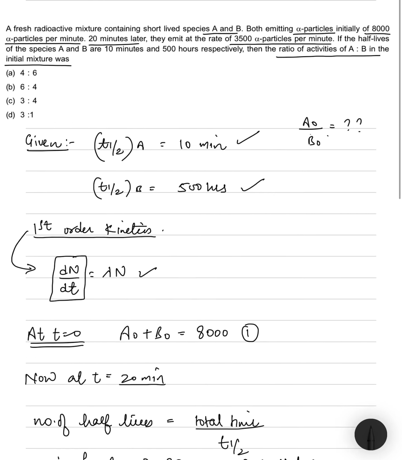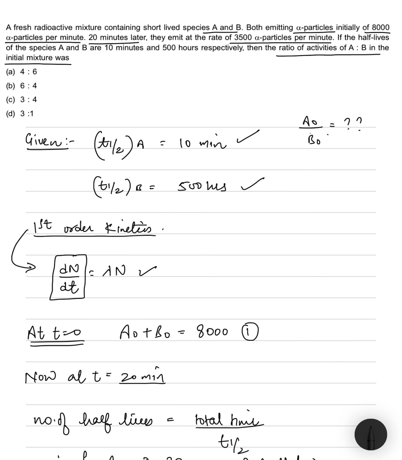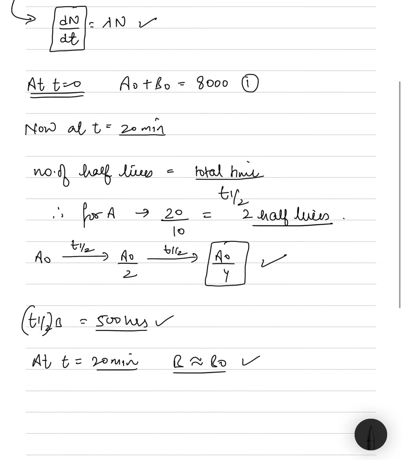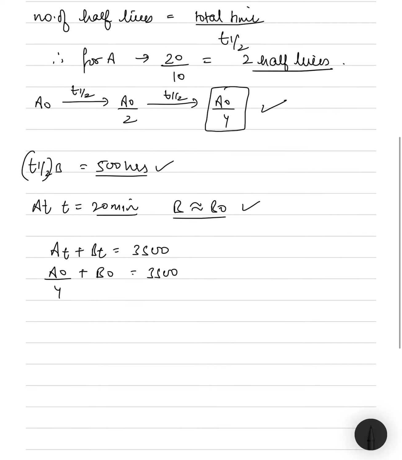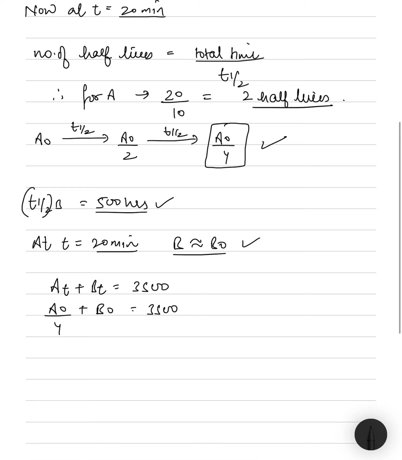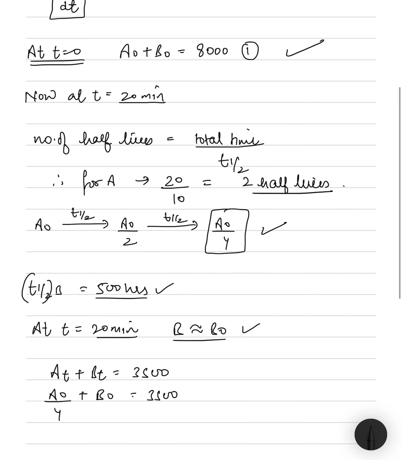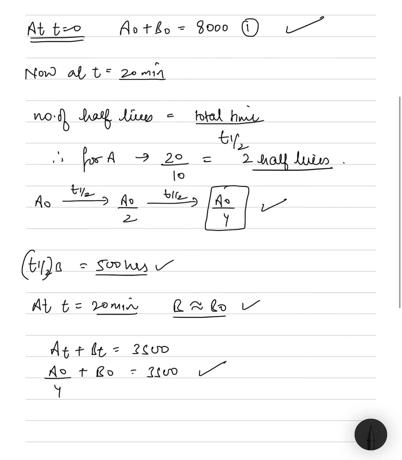Now, the question says at 20 minutes, the rate is 3,500 alpha particles per minute. That means A at 20 plus B at T is equal to 3,500, right? Now, this A at 20 minutes is A naught by 4, and B at T is again B naught as we discussed, which is equal to 3,500. So we have two equations now. The first equation is this one, and the second equation is this one, right?